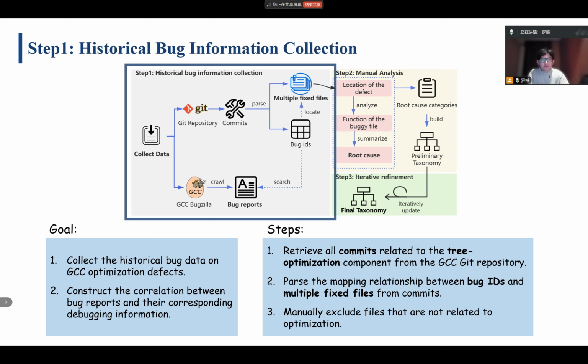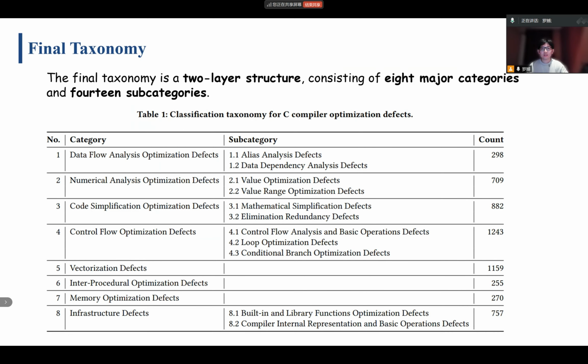So we retrieve all commits related to the tree optimization component from the GCC Git repository and parse the mapping relationship between bug IDs and multiple fixed fields from commits. Then we manually exclude fields that are not related to optimization. The final taxonomy is a 2-layer structure consisting of 8 major categories and 14 subcategories. This table shows our taxonomy, and more details can be found in our paper.